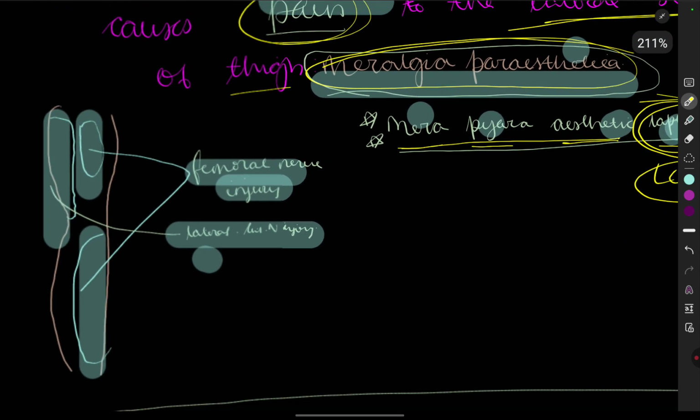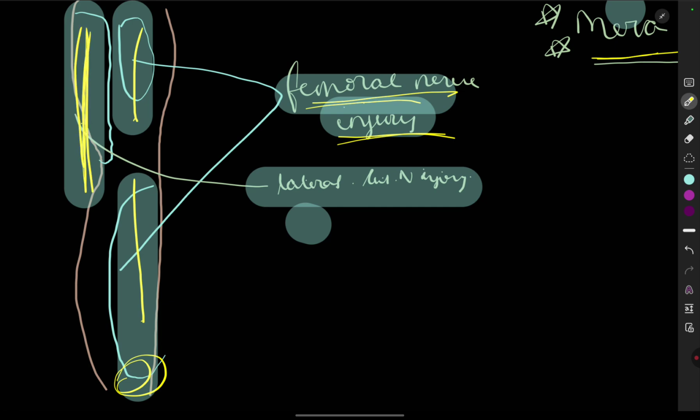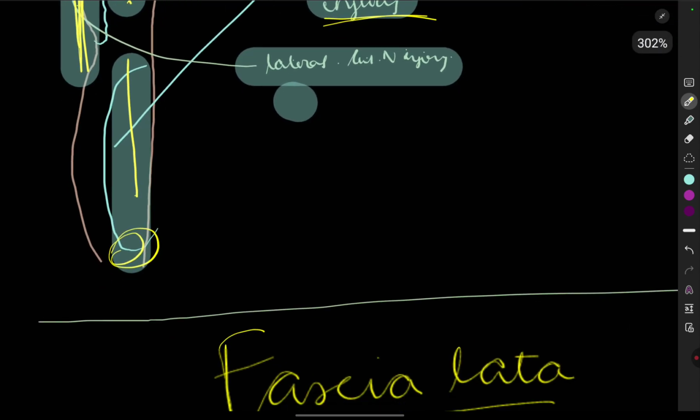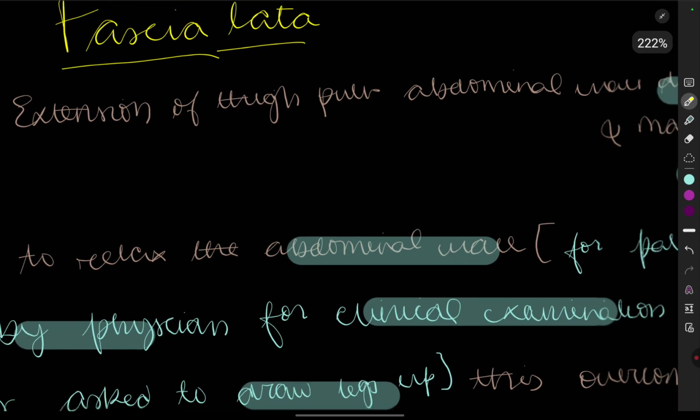Now we are going to see the regions of the pain. See, femoral nerve injury affects the anterior thigh, the leg and the foot till the toes. Sensory loss will happen due to the femoral nerve injury. And with the lateral cutaneous nerve injury, there will be pain on the lateral side, which is called meralgia paraesthetica.